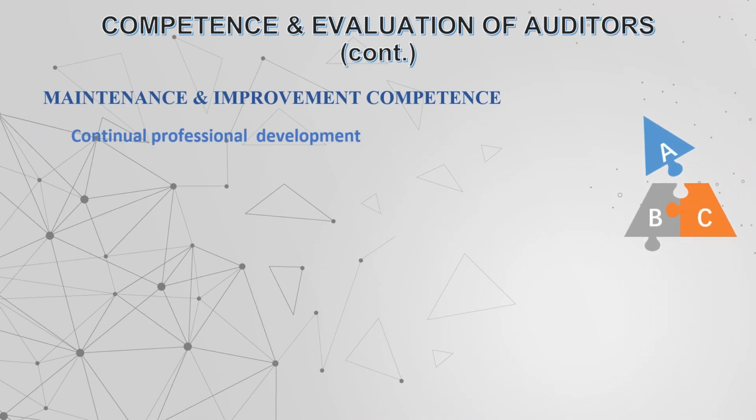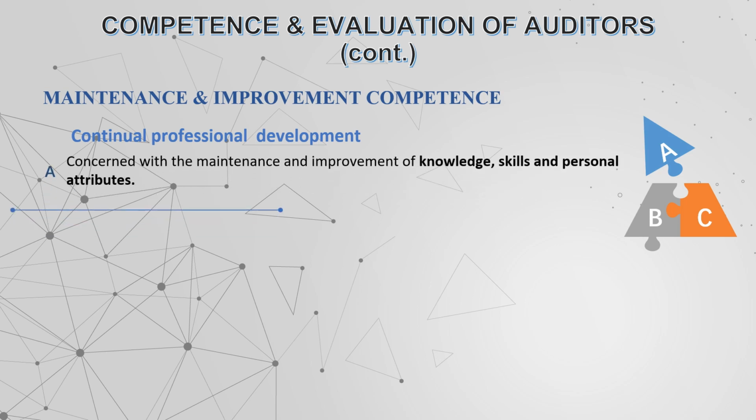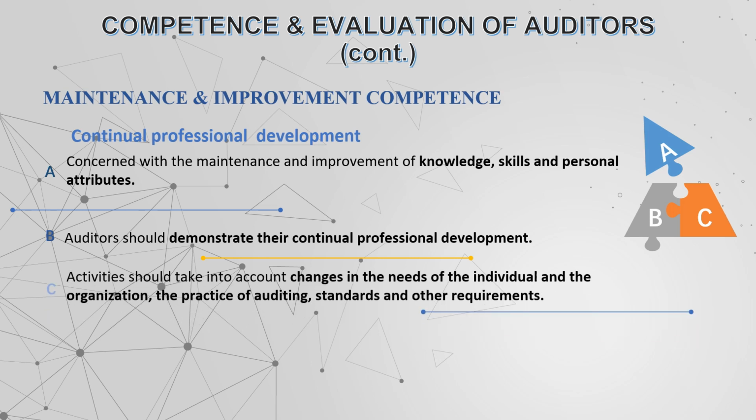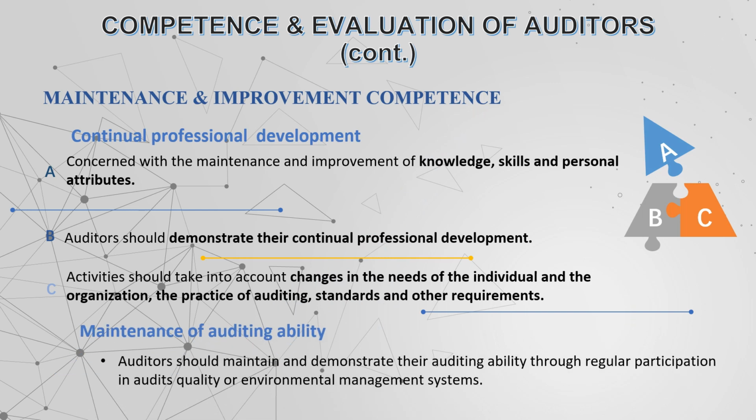For the continual professional development, in summary, it's about the maintenance and the improvement of knowledge, skills, and personal attributes. In this development process, auditors should demonstrate their continual professional development. Activities should take into account the changes in the needs of the individual and the organization, the practice of auditing, standards, and other requirements. Additionally, for retaining the auditing ability, an auditor should maintain and demonstrate their auditing ability through regular participation in audits of quality or environmental management systems.